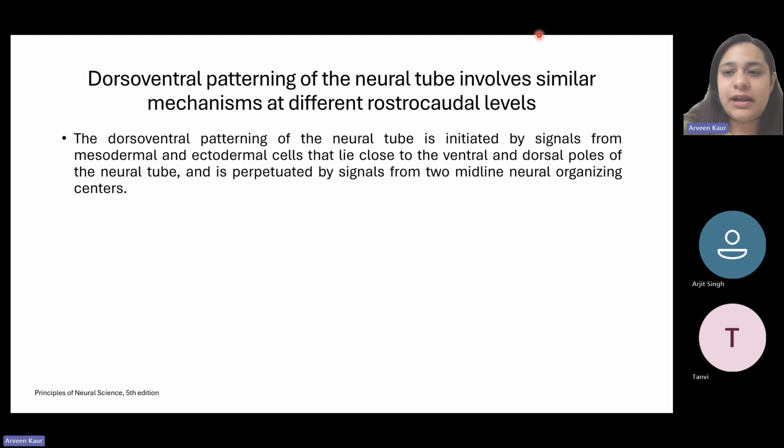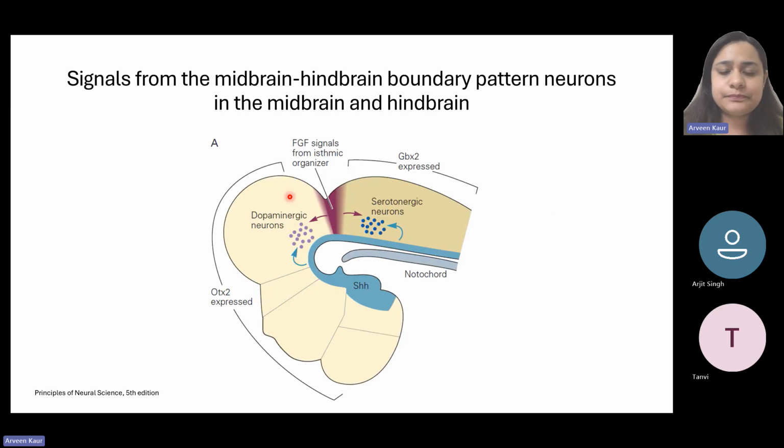So the dorsoventral patterning of the neural tube is initiated by signals from mesodermal and ectodermal cells that lie close to the ventral and dorsal poles of the neural tube, right? And is perpetuated by signals from two midline neural organizing centers. We will soon look at that also, right?